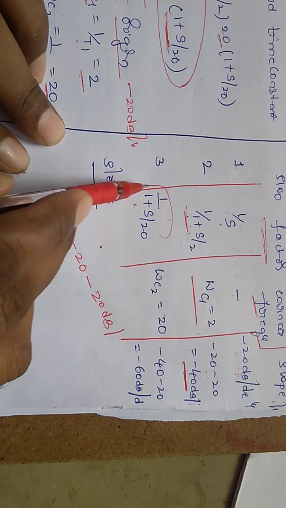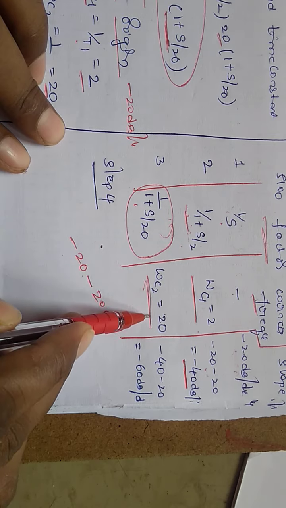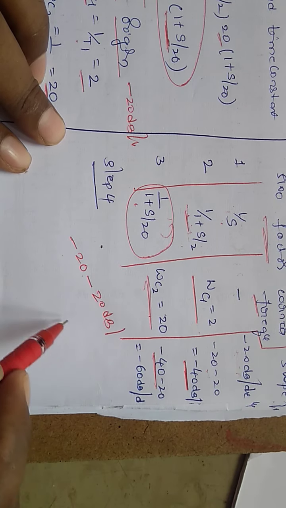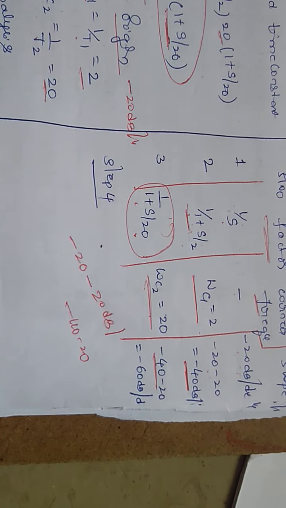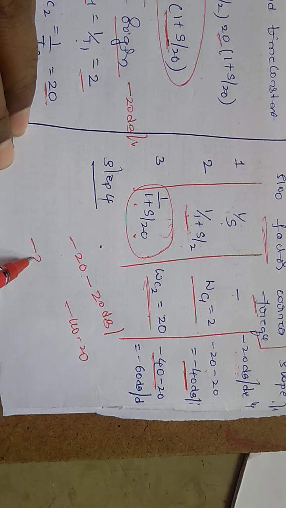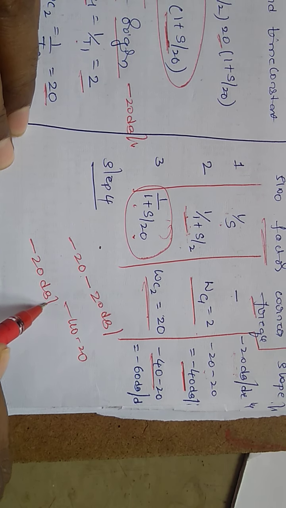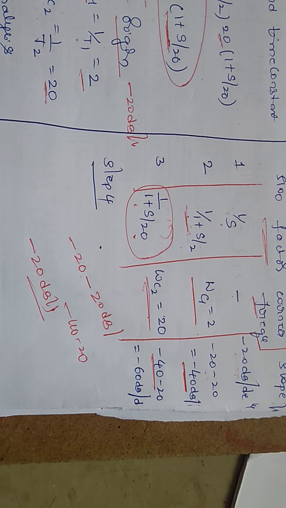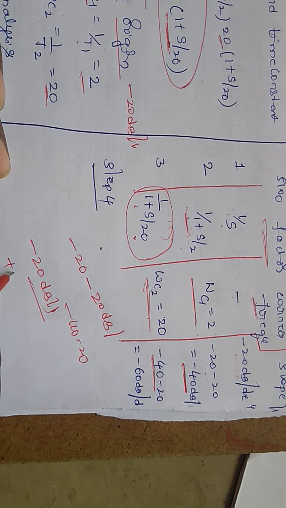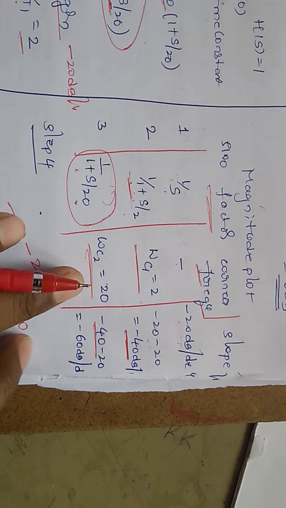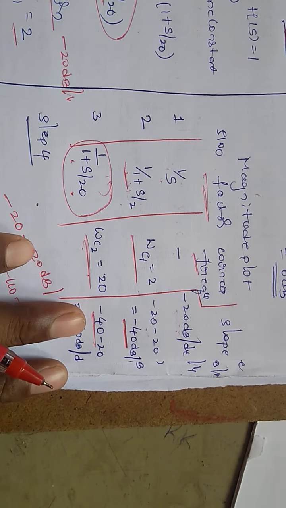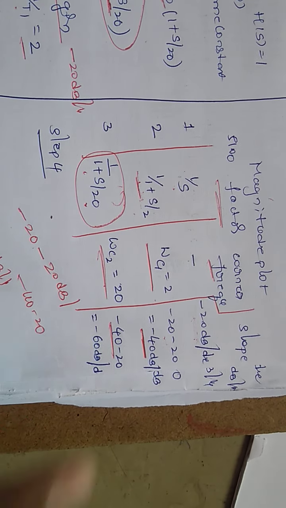Then consider the next one, the third factor. This is the frequency. So minus 40, minus 20. Each factor, if it is present in the denominator, then you have to add minus 20 dB per decade for each slope line. If it is in the numerator, you add plus 20 dB per decade for each factor. That's why you have to rewrite the tabular column in this form. So we will get minus 60 dB.